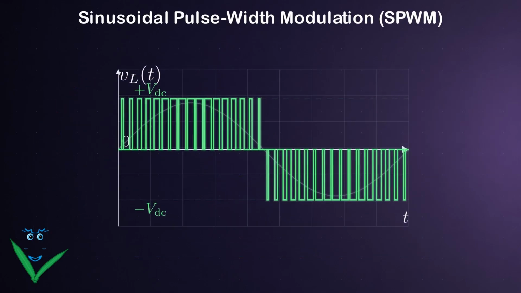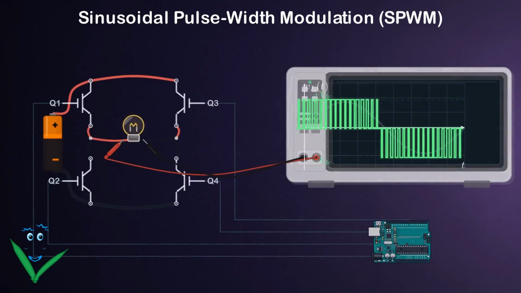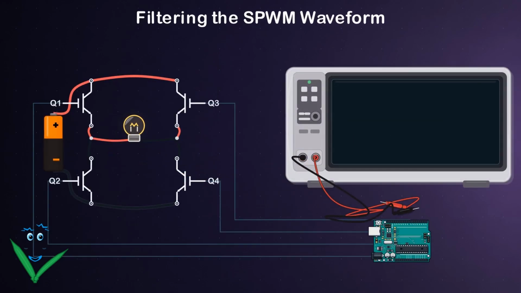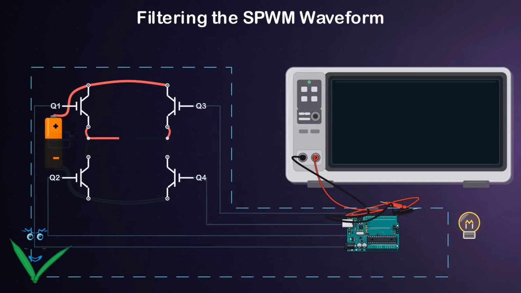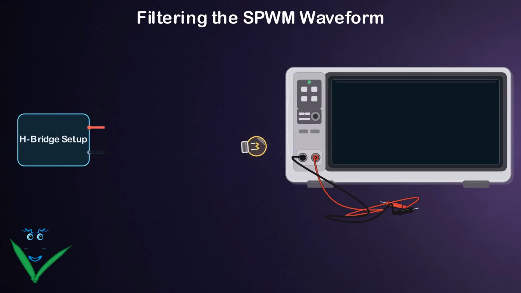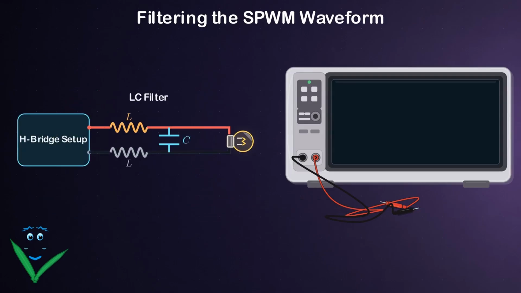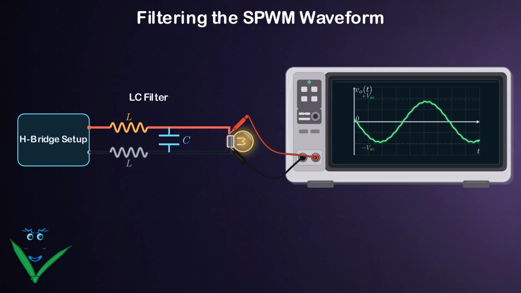The result is a PWM waveform whose pulse widths contain the shape of the required sine wave. The raw PWM voltage still consists of rapid pulses. To obtain a smoother output, the inverter can use an output filter, normally made from inductors and capacitors. The filter reduces the high-frequency switching components while allowing the lower-frequency 60 Hz component to pass. The output across the load then becomes much closer to a sine wave.